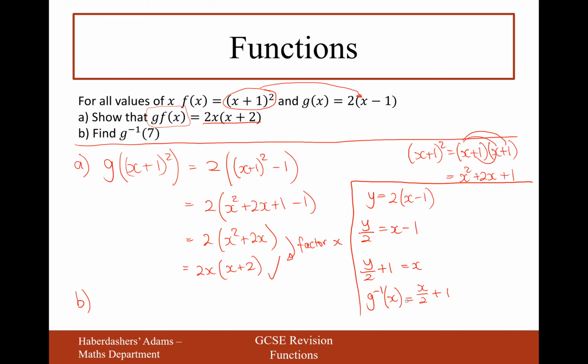Now if I do g inverse of 7, I'm putting 7 into this function here, so that would be 3.5 plus 1, that would be 4.5. So g inverse of 7 equals 4.5. I should possibly write it under this, shouldn't I? g inverse of 7 equals 7 over 2 plus 1 equals 4.5. That'd probably be a better place to put it on the page.